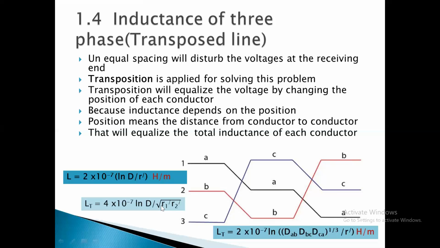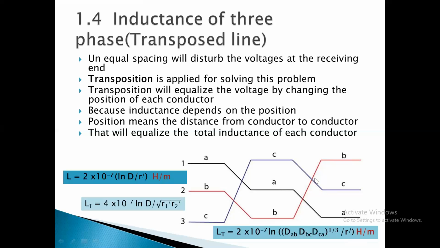So in case of three conductors, equal spacing, the d cube will be cancelled with 1 divided by 3. Now here in case of three-phase conductor, the formula is a bit different. If the radius of A conductor, B conductor, and C conductor is same, then r cube to the power 1 divided by 3 is cancelled out with the value. That's why it is r.